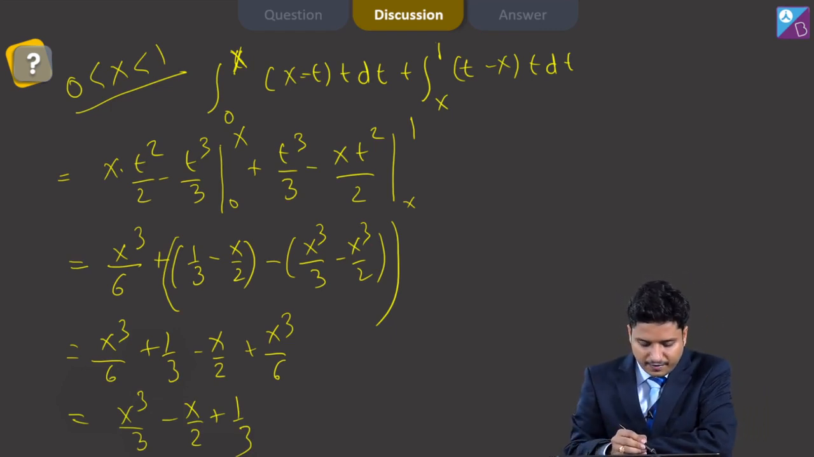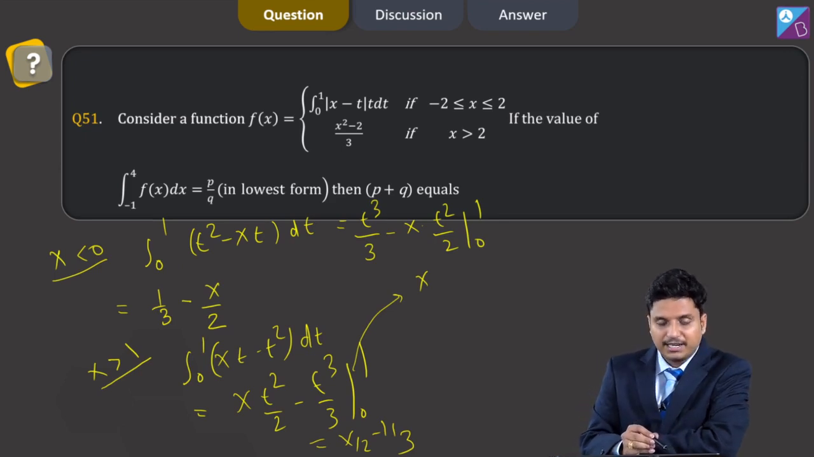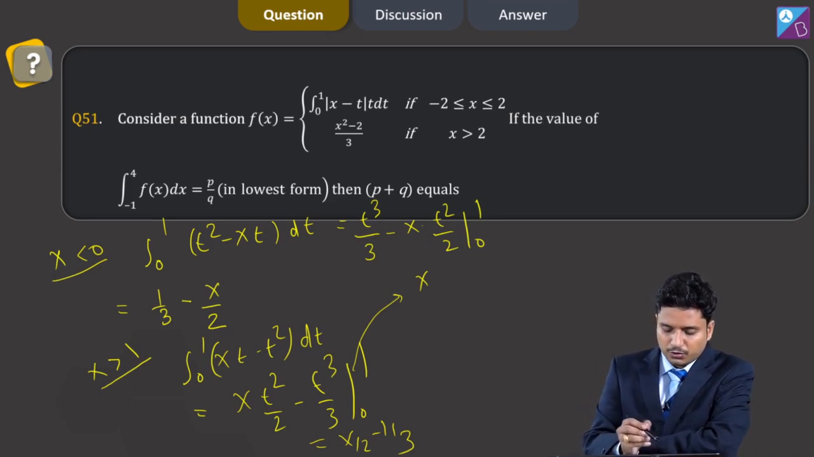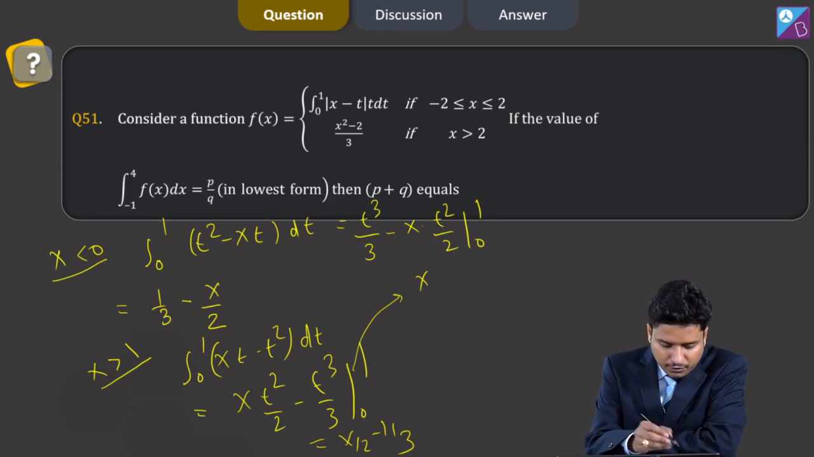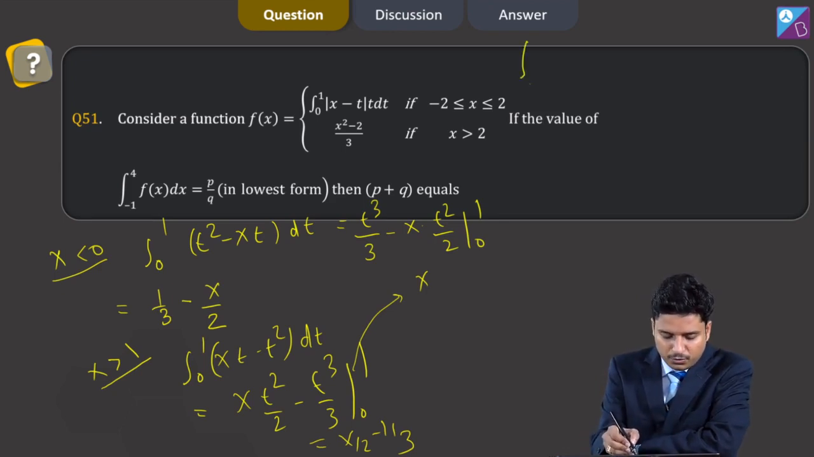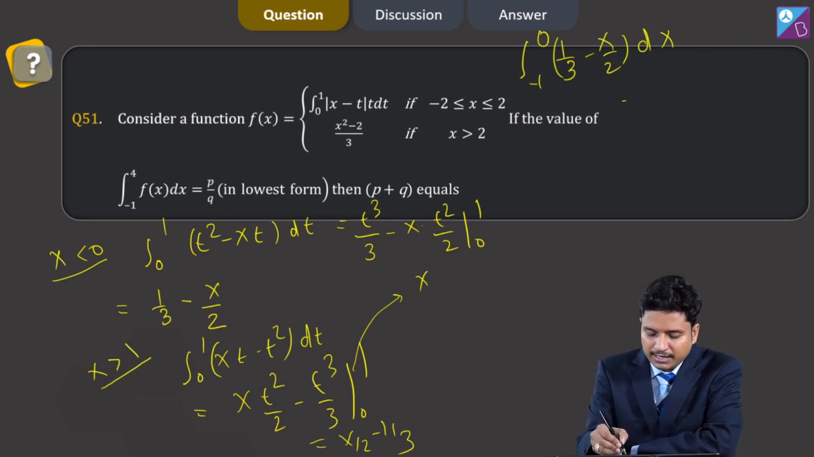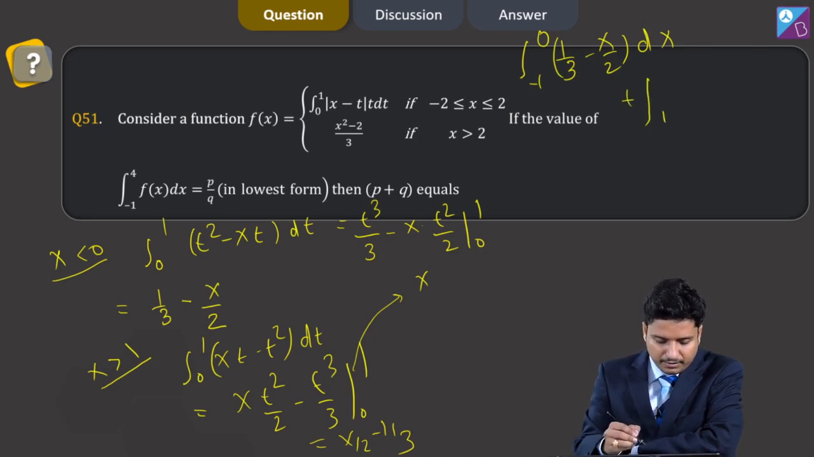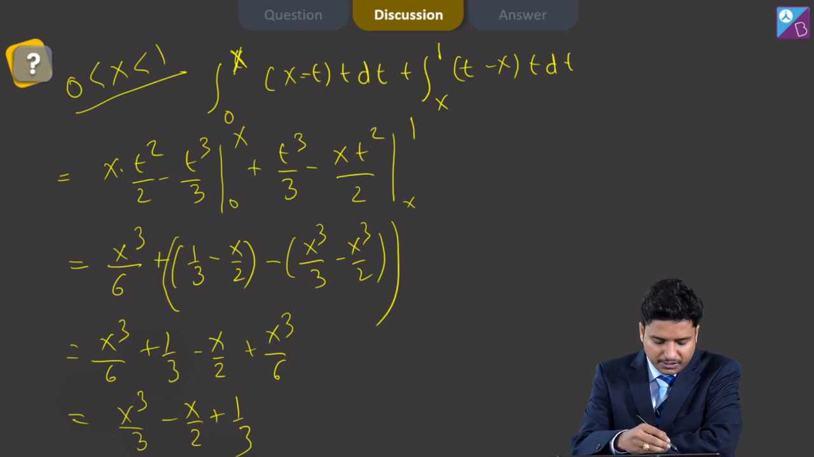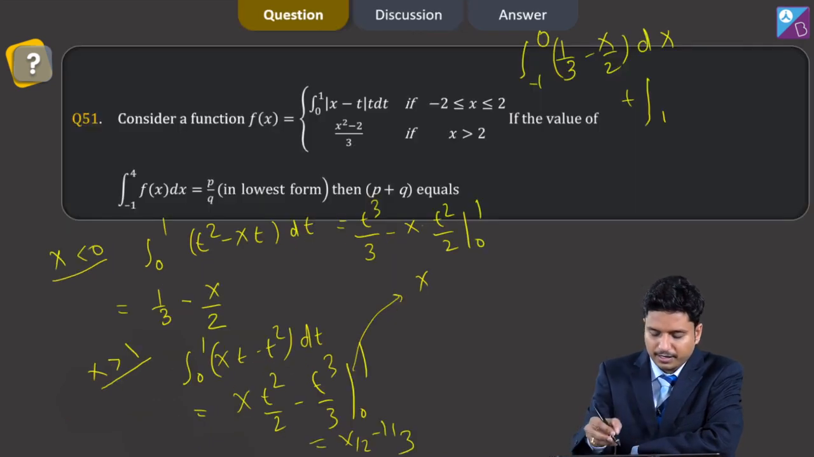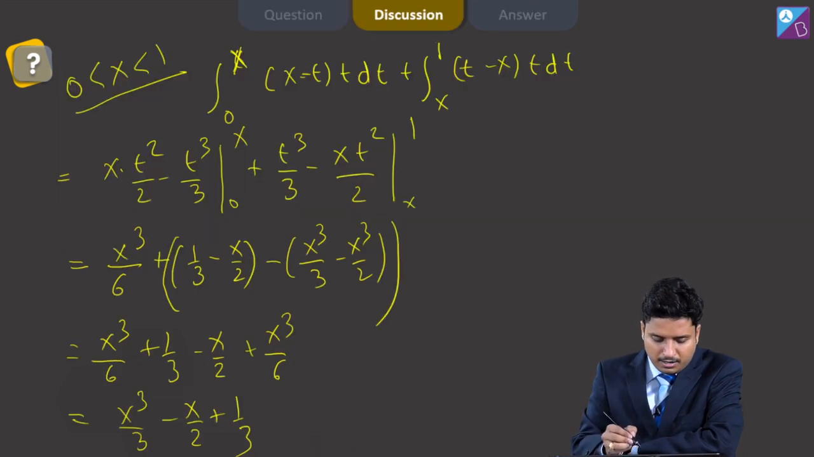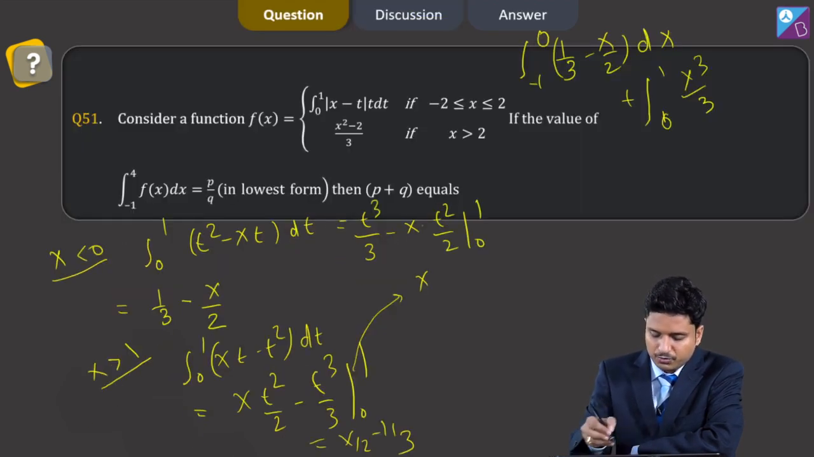f(x) has its value as 1 by 3 minus x by 2 when x is less than 0. So we have to integrate from minus 1 to 4, that means from minus 1 to 0 you have to integrate 1 by 3 minus x by 2 dx, that is a very simple one. And then from 0 to 1, what is the expression? x cube by 3 minus x by 2 plus 1 by 3. From 0 to 1, this is your expression.